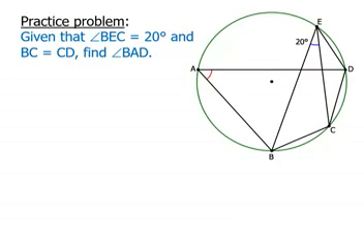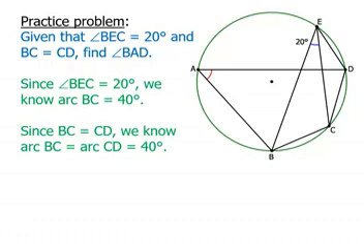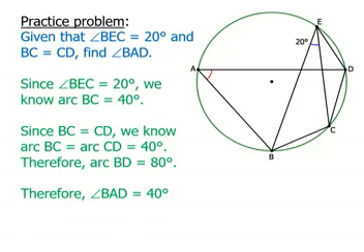Here's a practice problem. Pause the video and then we'll talk about this. Okay, so we're given angle BEC is 20 degrees. So we know right away that arc BC has to equal 40 degrees. Well, we're told that BC equals CD, so we know that arc CD also equals 40 degrees. So the arc from B to C to D is 40 plus 40, or 80 degrees. Arc BD is 80 degrees. That's the arc that angle A intercepts. So A has to be half that arc, or 40 degrees.